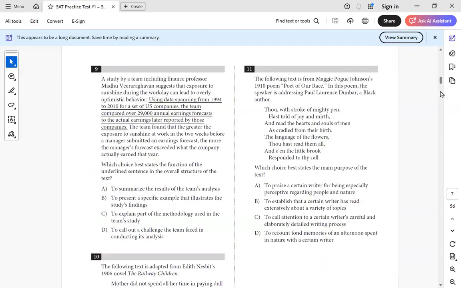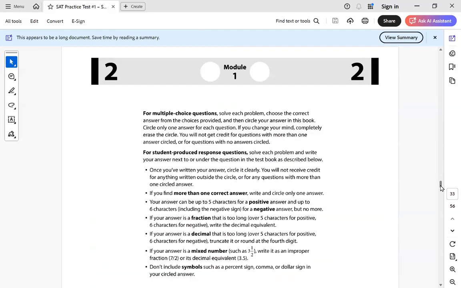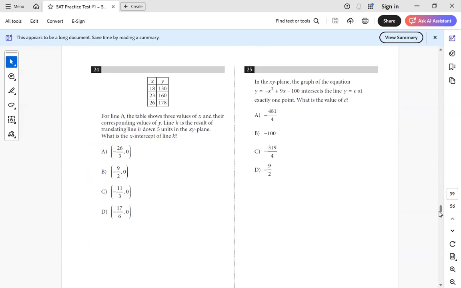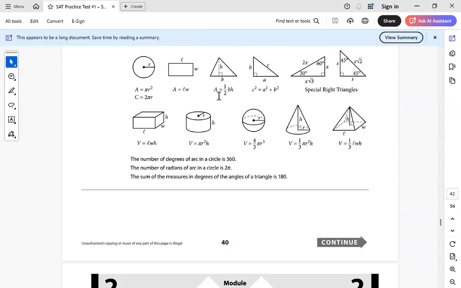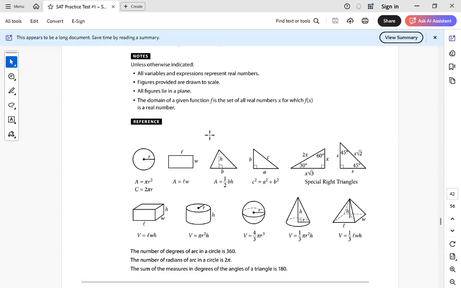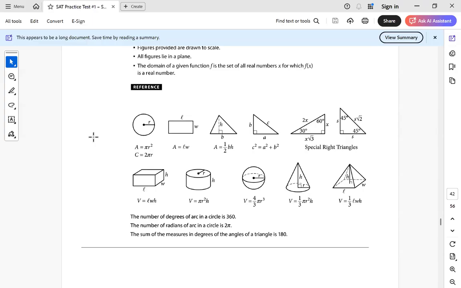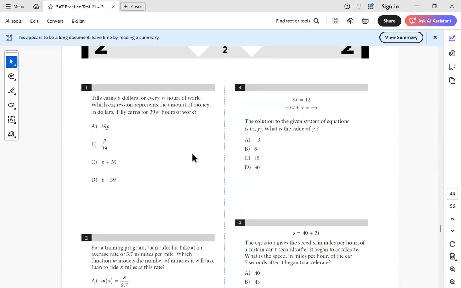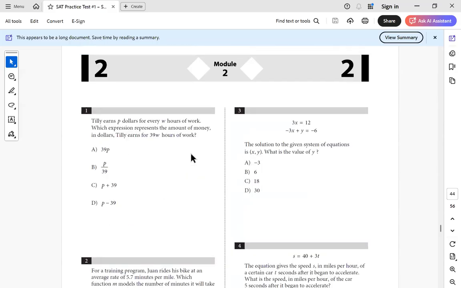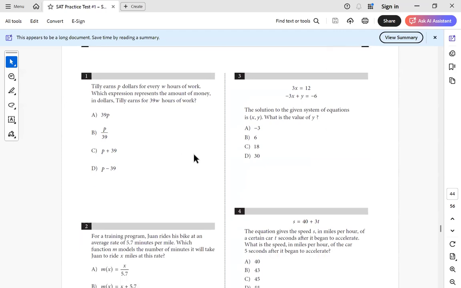And again, we're going to take a look at module 2 of practice test 1 and of the math portion. Obviously, it starts here on page 40. You can read the notes if you'd like and look at these formulas for reference. I may reference these as we're doing some problems. So module 2 starts here, and let's go through the questions.